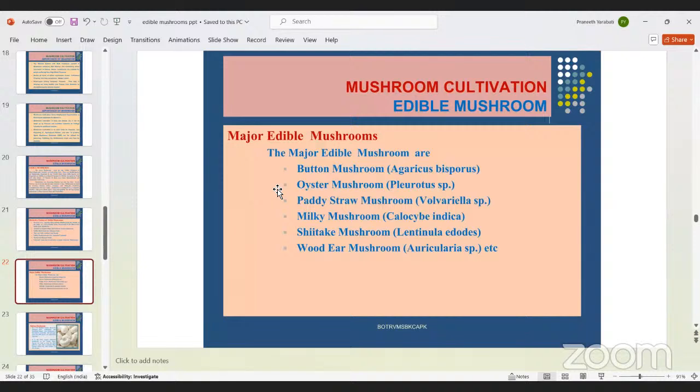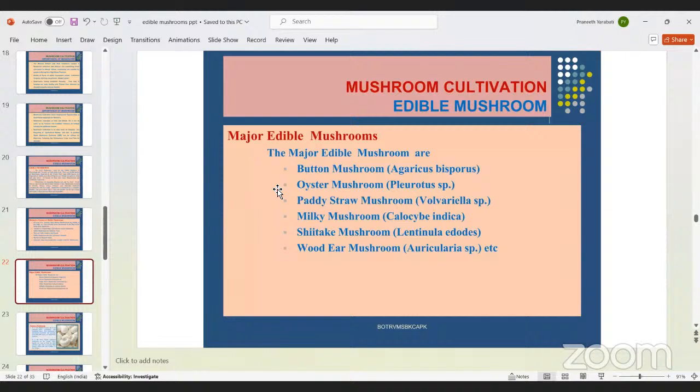The major edible mushrooms are the button mushroom, with the scientific name Agaricus bisporus. Second is the oyster mushroom, Pleurotus species. Another is the paddy straw mushroom, Volvariella species. Then the milky mushroom, Calocybe indica; the shiitake mushroom, Lentinula edodes; and the wood ear mushroom, Auricularia species. Generally we prefer the button mushroom, oyster mushroom, paddy straw mushroom, milky mushroom, shiitake mushroom and wood ear mushroom. These are some examples of edible mushrooms.